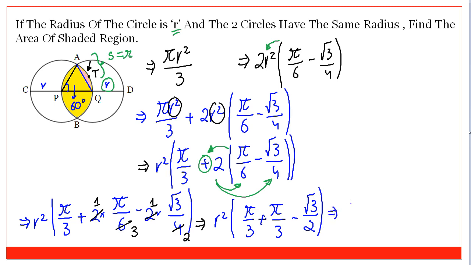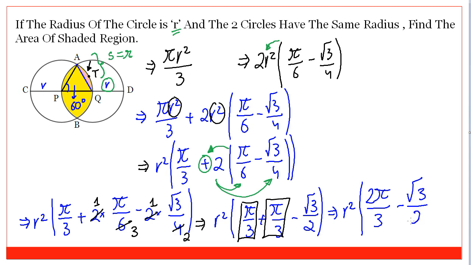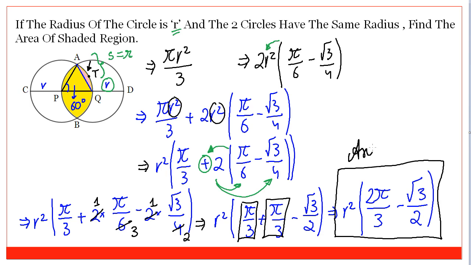So at the last, we have the same thing, π/3, repeated two times. So we can just multiply it by 2, and we get R² multiplied by 2π/3 minus √3/2. So that's the answer to our question now. I have highlighted the question, and this is the answer.